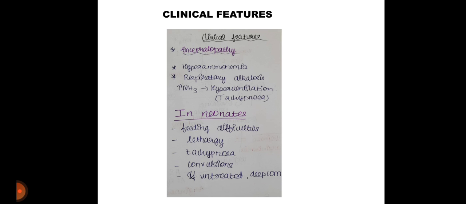This glutamate will be increased, that causes an increase in GABA, which is the neurotransmitter which causes CNS depression, that is behind encephalopathy. And there will be hyperammonemia, as I said, and there will be respiratory alkalosis, that is hyperventilation. That's why, especially in neonates, there will be feeding difficulties, there will be lethargy, and if untreated the babies will go into a deep coma. These are some of the clinical features of urea cycle disorders.